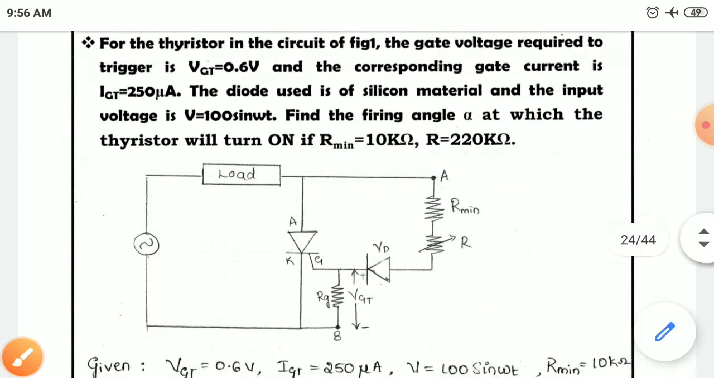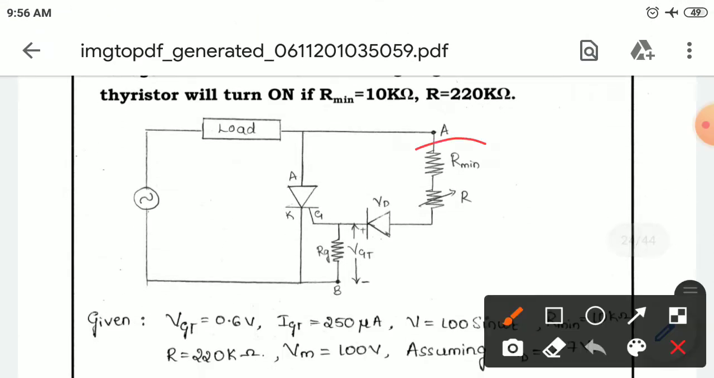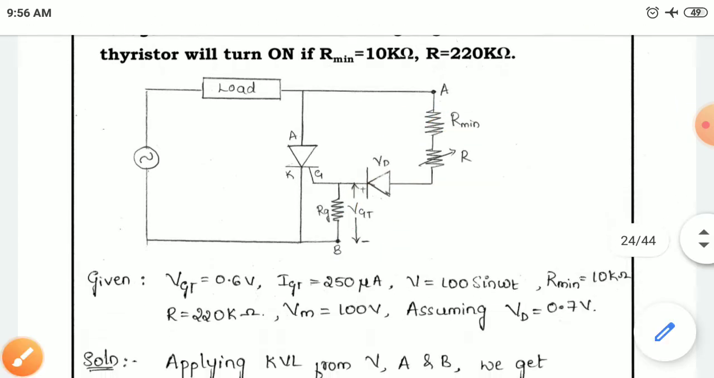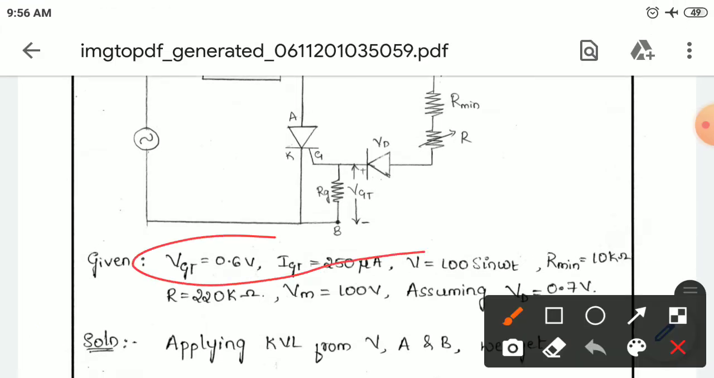So R minimum value is given, R is given, so VGT, IGT values are given. So you have to find out the firing angle here. Some of the given parameters are pointed out here. So VGT, IGT, whatever is given is noted here.